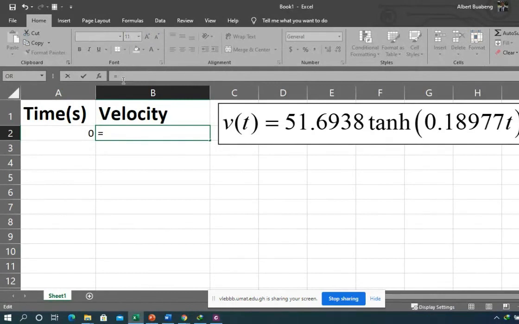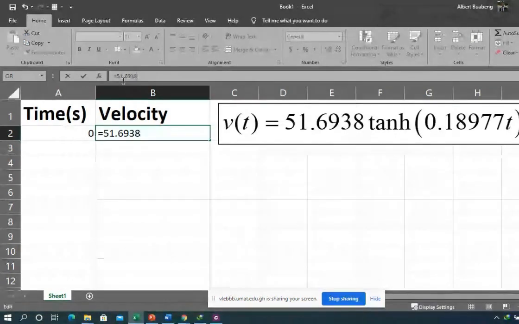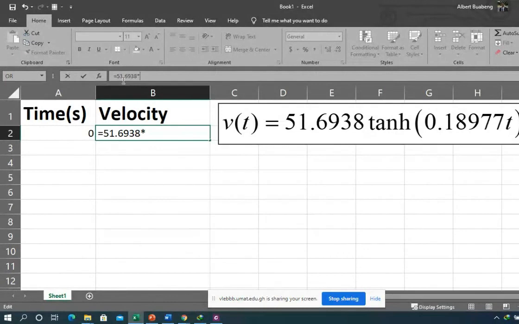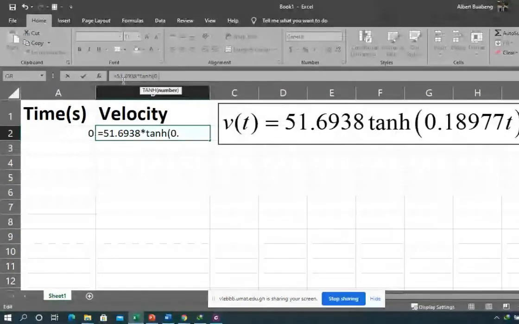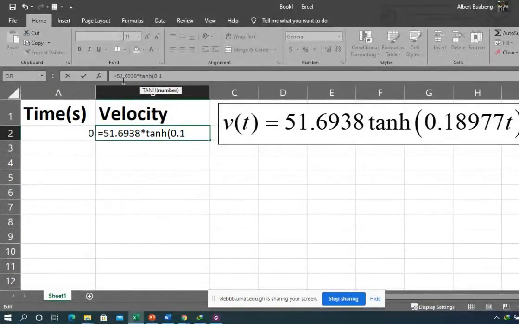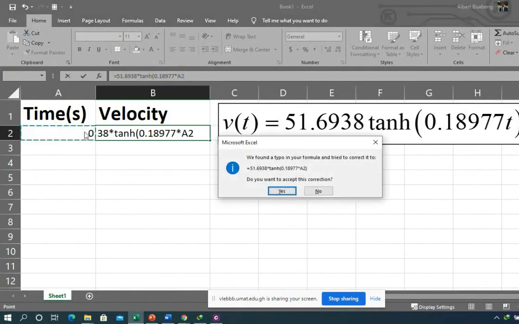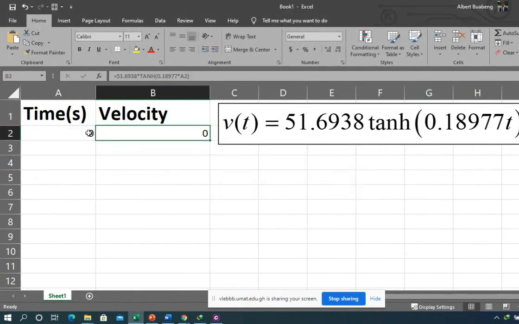So this will be equal to 51.6938 times the hyperbolic of that. That will be tanh of 0.18977 times the time, which we have to be the score. And once we do that, we are getting this number.